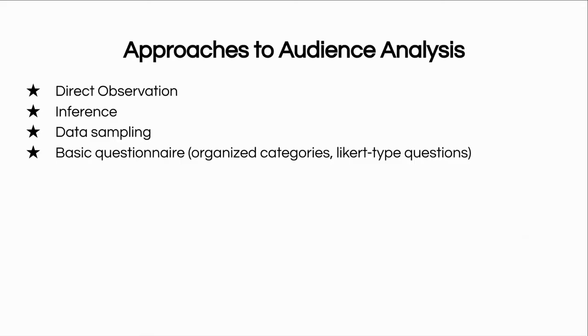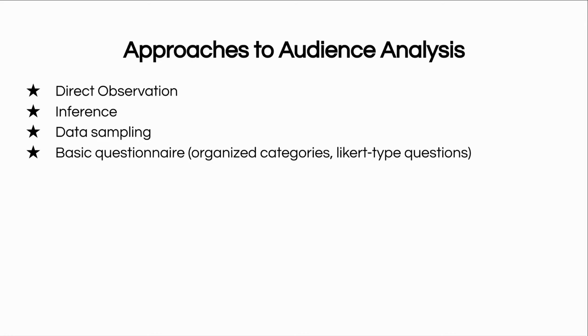Now, there are different approaches to take with audience analysis. Your text lists four major ones: direct observation, inference, data sampling, and basic questionnaires. Direct observation is you getting to know your peers. It's what you see on a daily basis. If you are observing a workplace or a classroom, you can definitely see and note some things about your audience based on your shared experience.